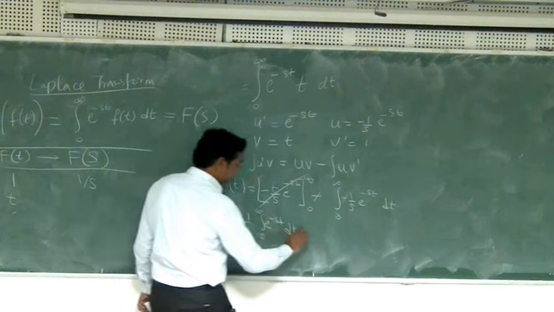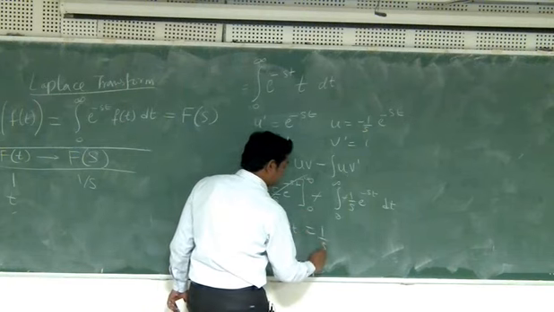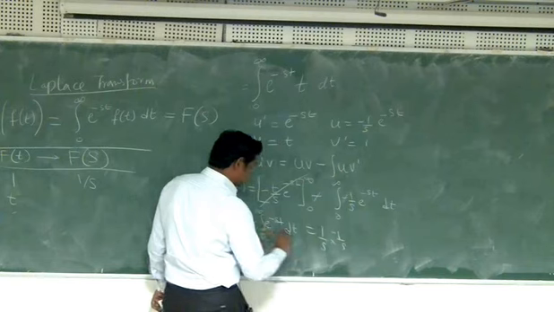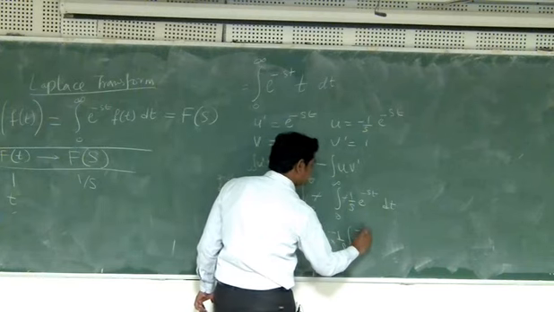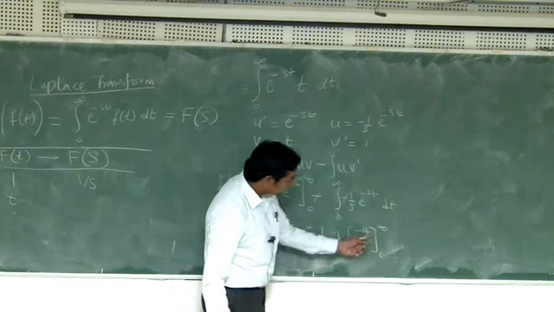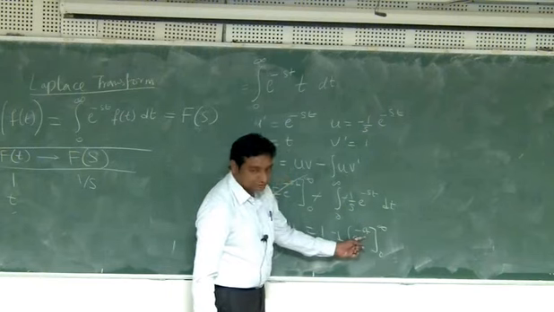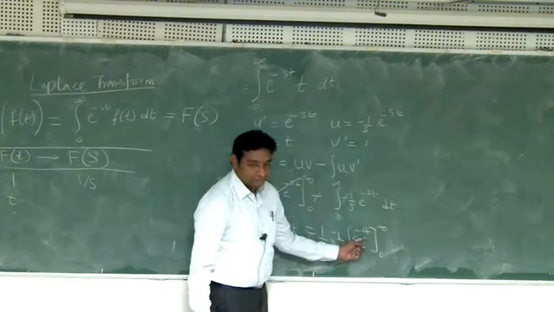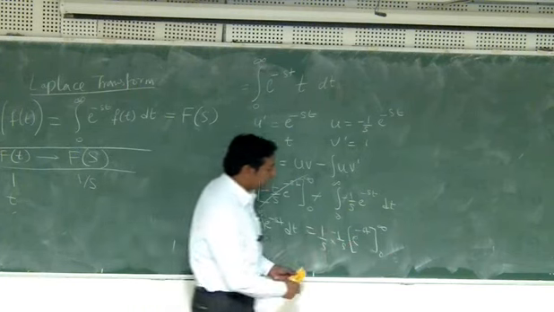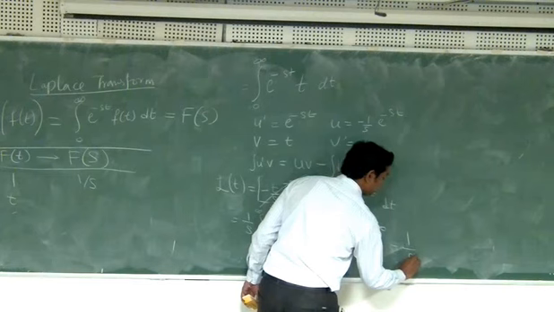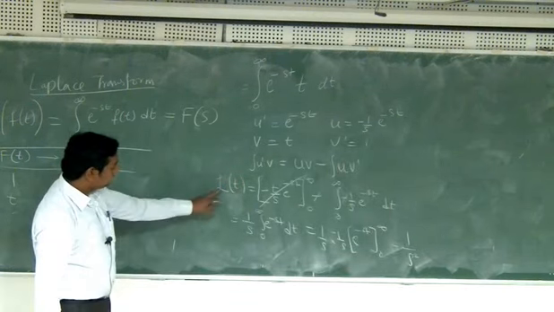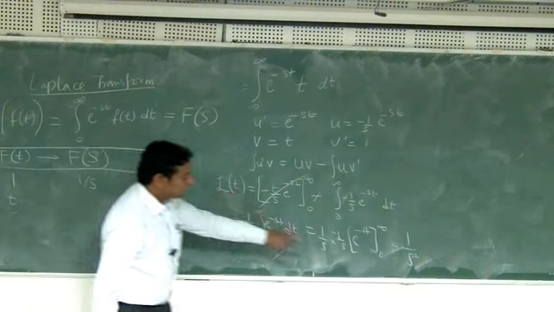So this will be equal to 1 by s into 1 by s with minus e to the power of minus st from 0 to infinity. Now when I substitute infinity, e to the power of minus infinity is 0. When I substitute 0, it will be 1, but then there will be a minus sign. That minus, this minus will cancel. Finally I am left with 1 by s square. So s into s is s square. So the answer of Laplace transform of t is 1 by s square.